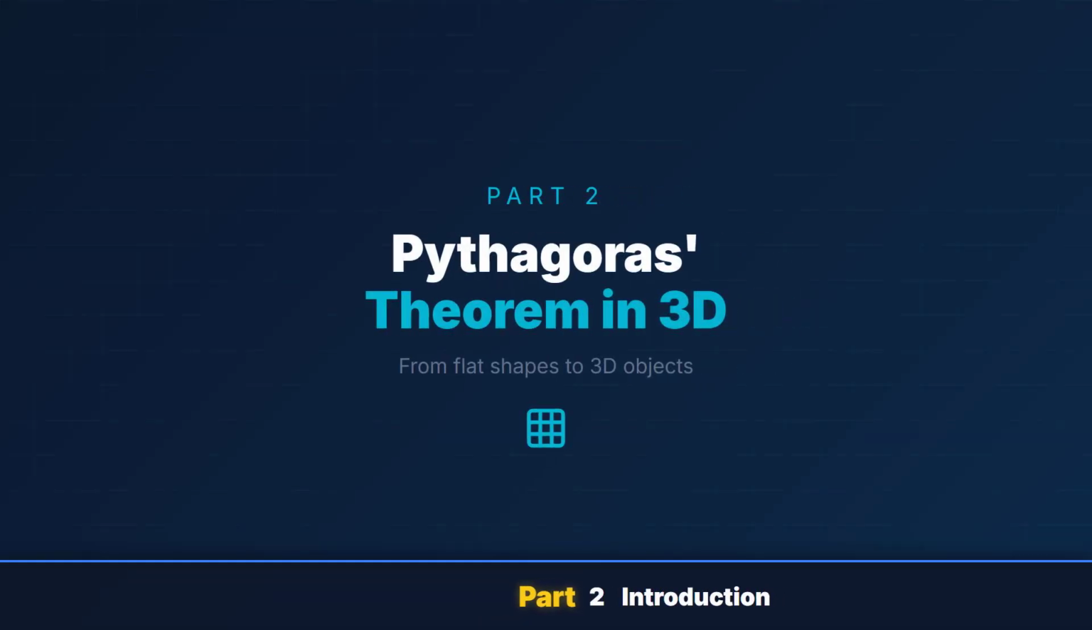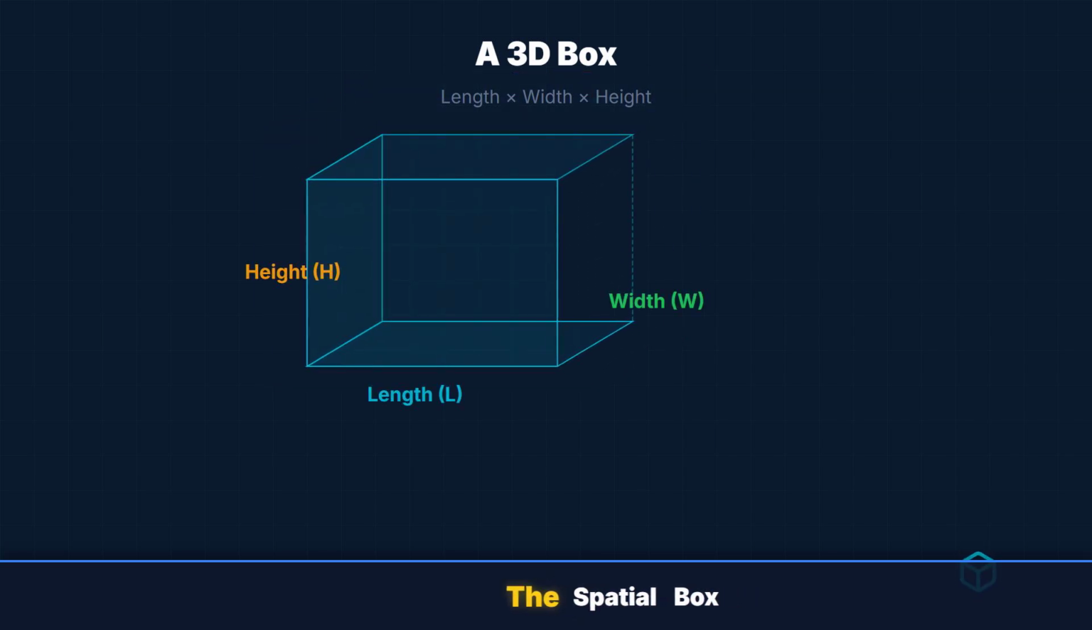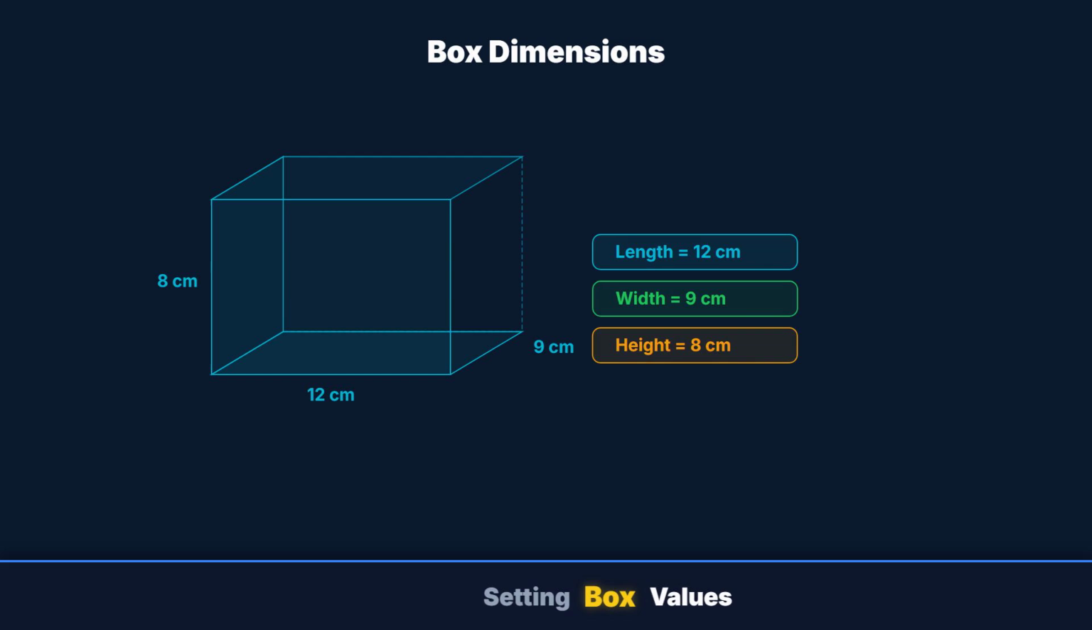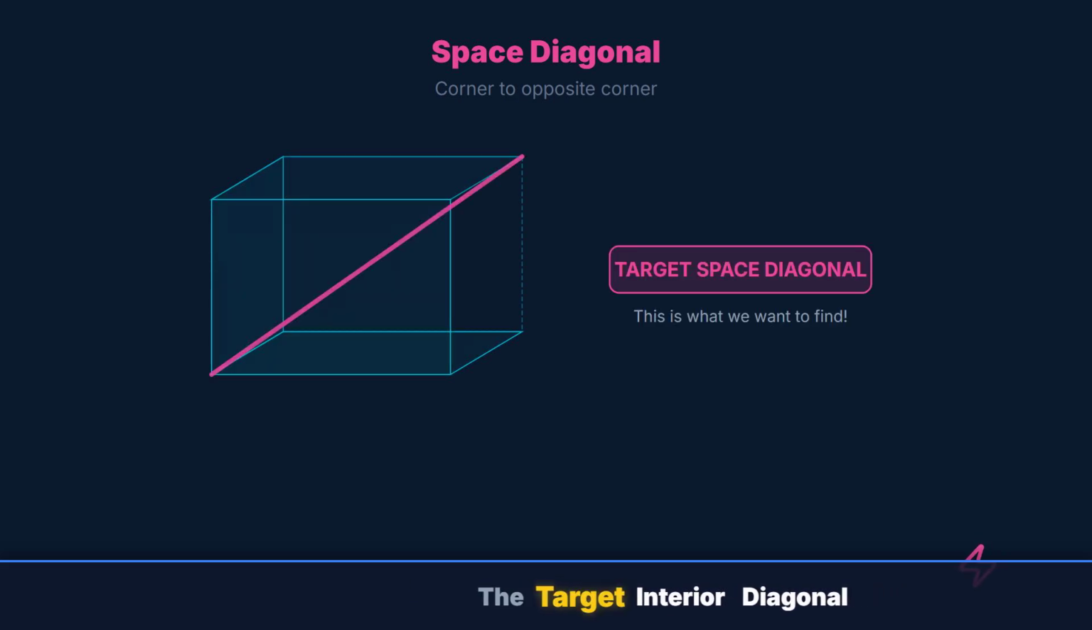Part 2, Pythagoras theorem in three dimensions. Now let's move from flat shapes into three-dimensional objects. Think of a box. A box has length, width, height. These are called the three dimensions. Suppose length equals 12 centimeters, width equals 9 centimeters, height equals 8 centimeters. We want to find the longest diagonal that passes through the inside of the box from one corner to the opposite corner.